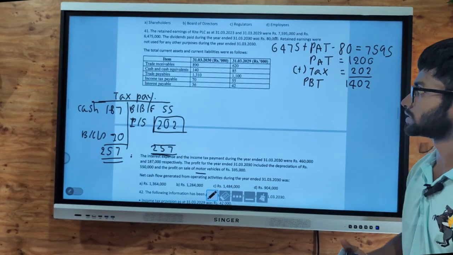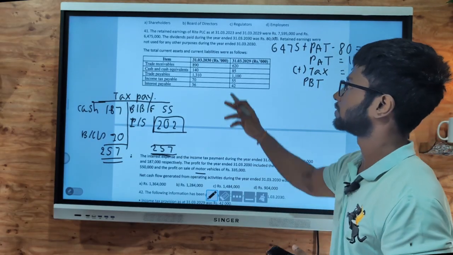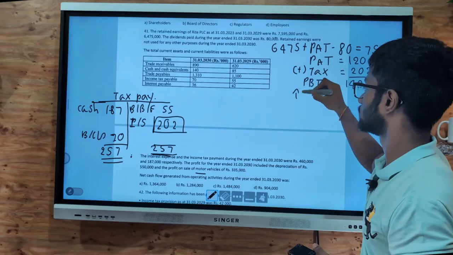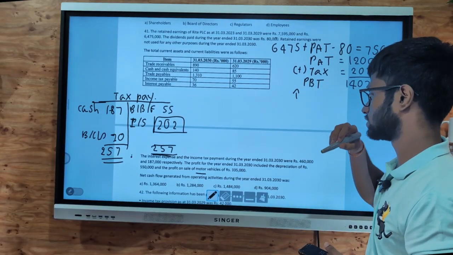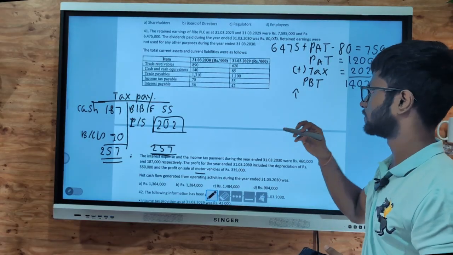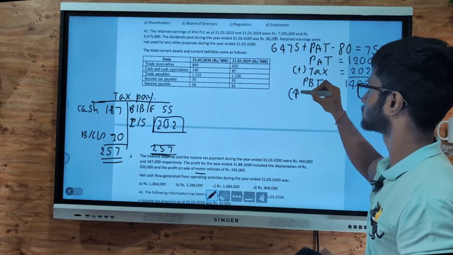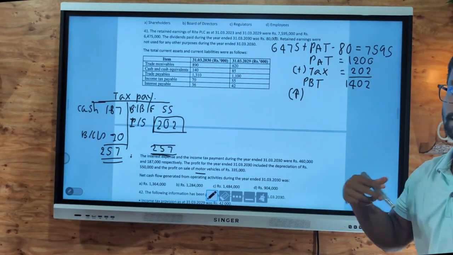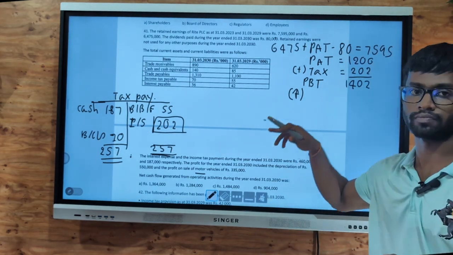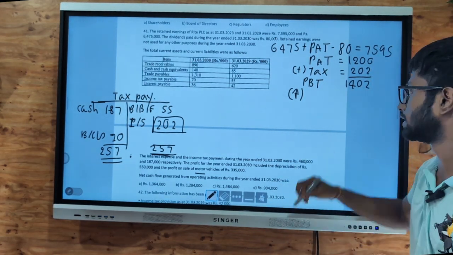Then we do the adjustments that we have. Look at your trade receivables, it has increased, no? Increase in trade receivables. And also, before we do the trade receivable increase, remember there is an interest that we have deducted from the profit. So interest expense for the year should be added back.